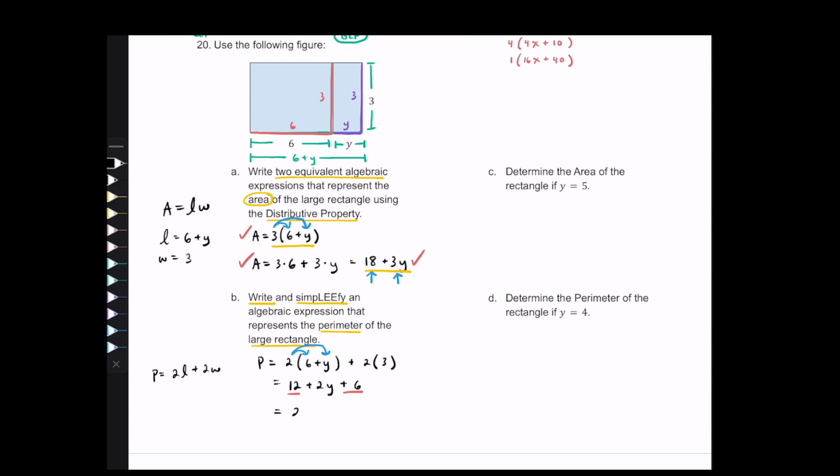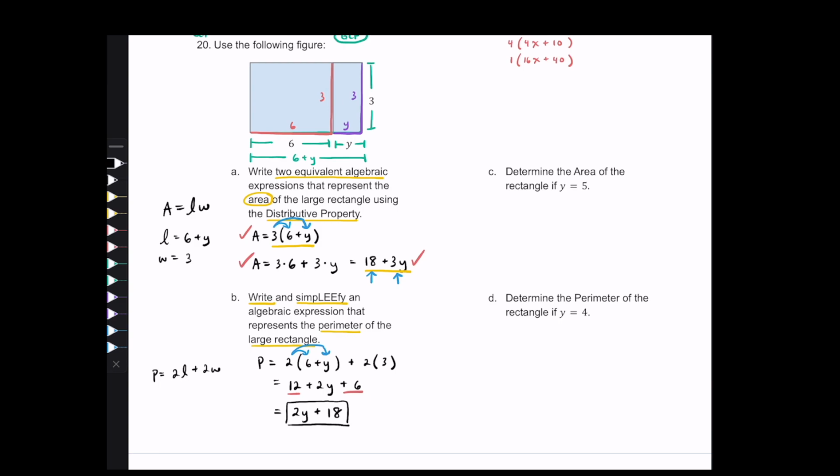So the perimeter here is going to be 2y plus, and then 12 plus 6 is going to be 18. Okay, so this right here would be the expression for the perimeter. And if we knew what y was, we could figure out the perimeter, but this is the expression that we would use to represent the perimeter.